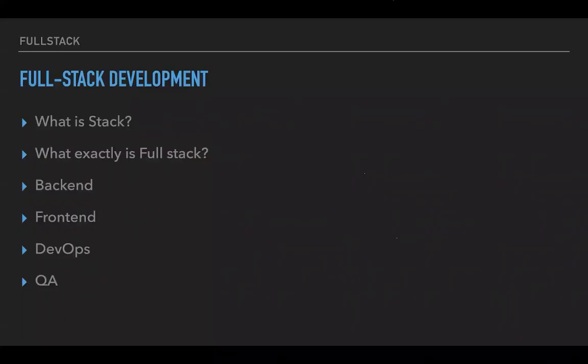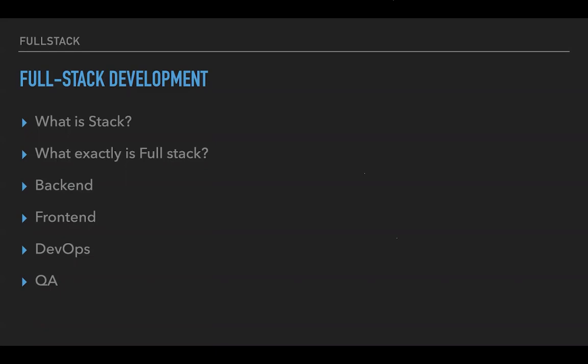Now this application has multiple parts to it. One is the back end, then there is front end, then there is DevOps, and other things related to it, but all of them come under the umbrella of back end, front end, and DevOps. So the set of technologies that are used in order to build a software product is called a stack. That is called its stack.